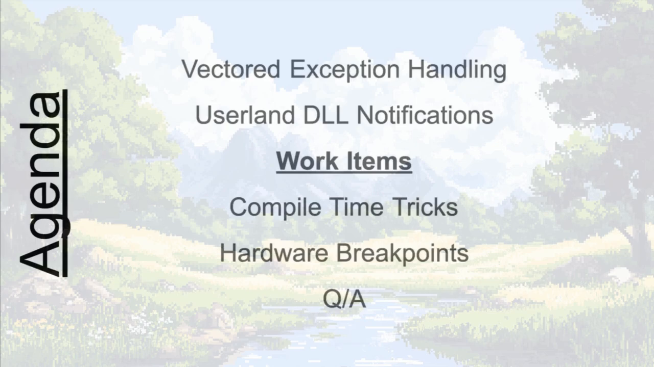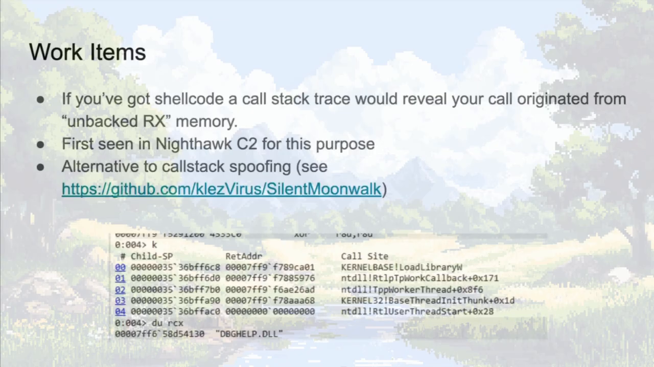The next thing we want to dive into is work items. Work items are a pretty cool thing. The main reason that people use them is this: if you've got shellcode and you want to do something like load an HTTP library, an EDR might find this suspicious, because if they do a call stack from an image load routine in the kernel, they'll see that this load library call is coming from unbacked, read-executable memory.